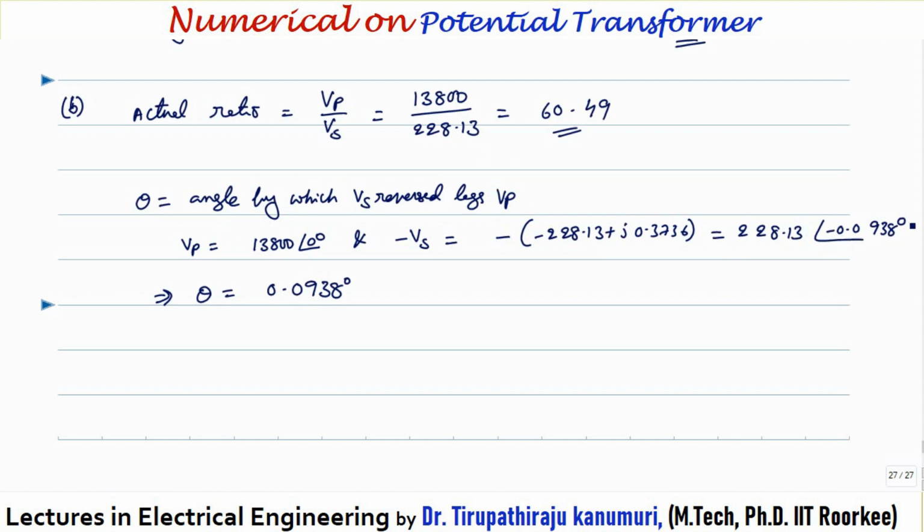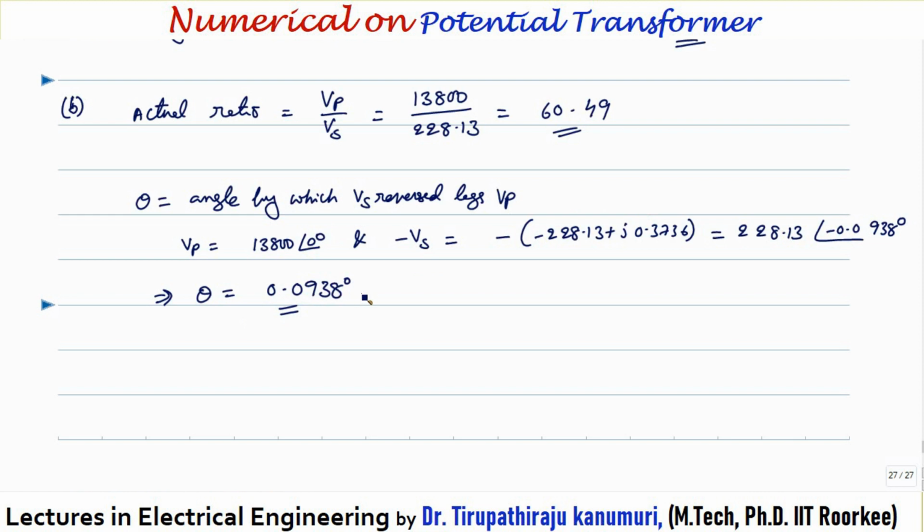So we have to take the difference of the angles between these two. How much is this angle of Vs lagging behind Vp? That means angle of Vp minus angle of Vs. So this will become equal to 0.0938 degrees, because this minus sign itself is indicating it is lagging behind Vp. How much is it lagging? This is 0 degrees and this is this much. So theta will be 0.0938 degrees. So remember, everything we have calculated is in degrees.